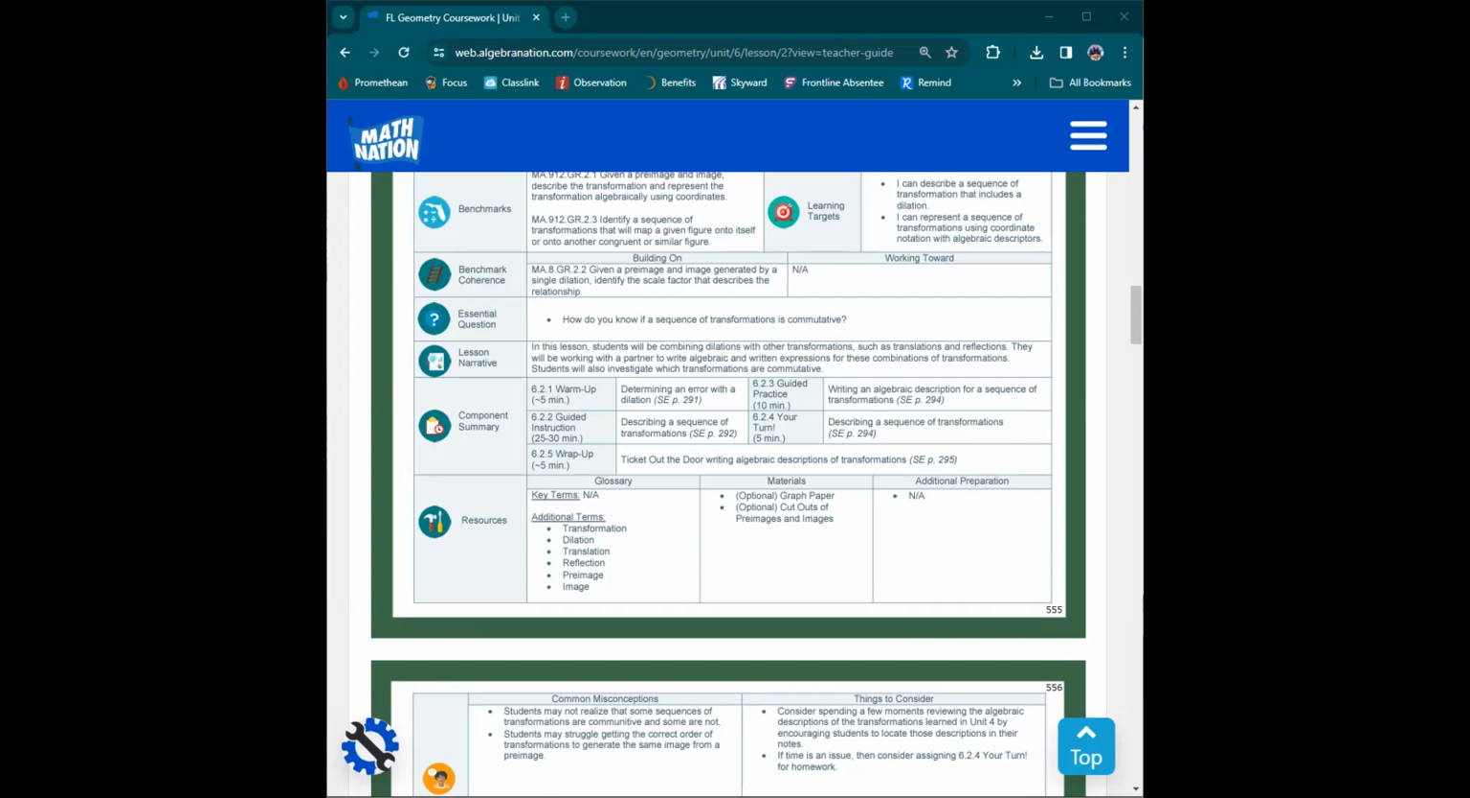Q prime. And then my next one is 1 and negative 1, which is going to be my R.